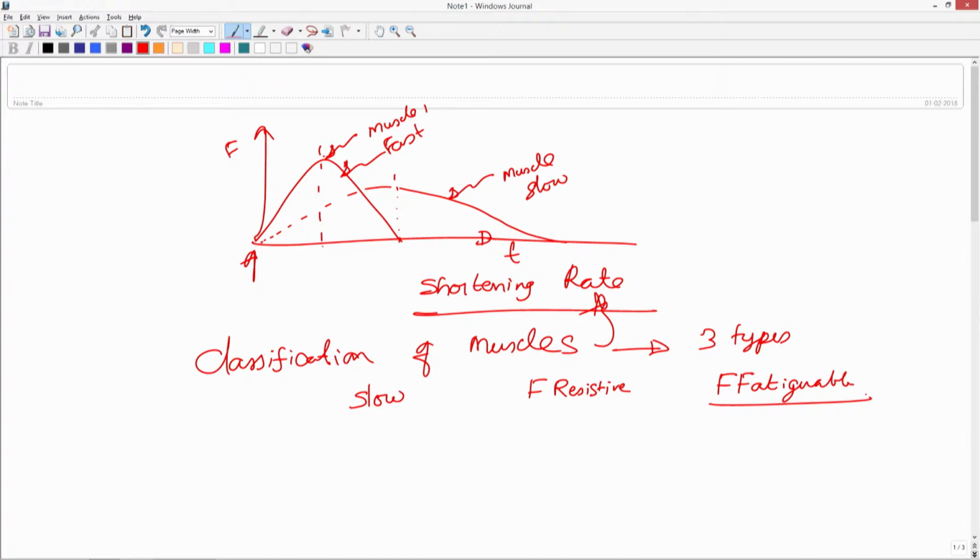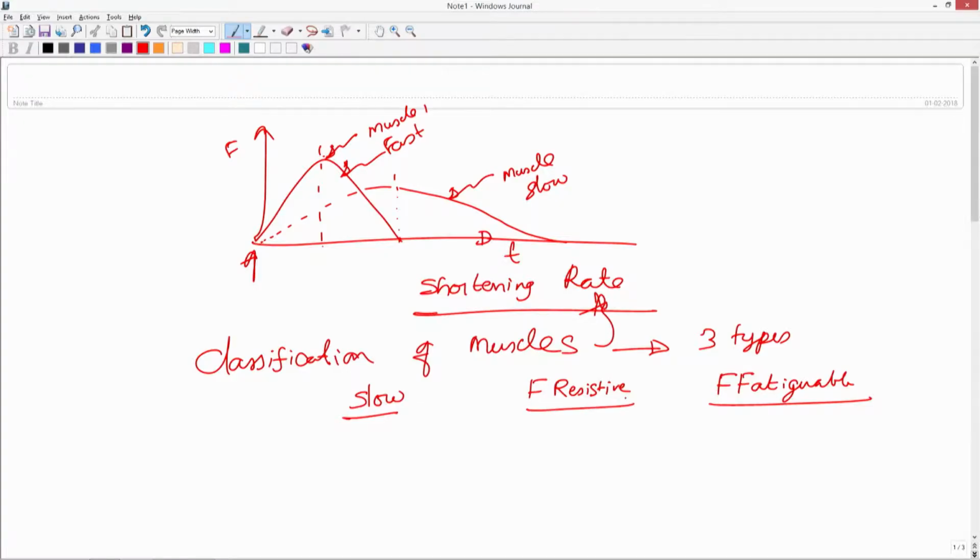So, the fast fatigable muscles, they are very fast, but they are quickly fatigable. They can generate force only for a very short time, they cannot generate force for a very long time, those are fast fatigable. Slow muscles are slow to generate force, but they can generate force for a longer time, they are less prone to fatigue. Okay. Fast resistive is the in between.